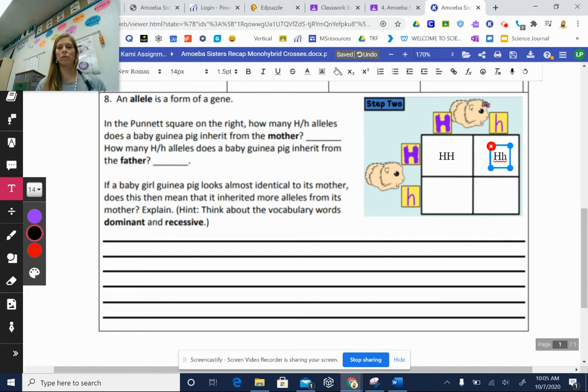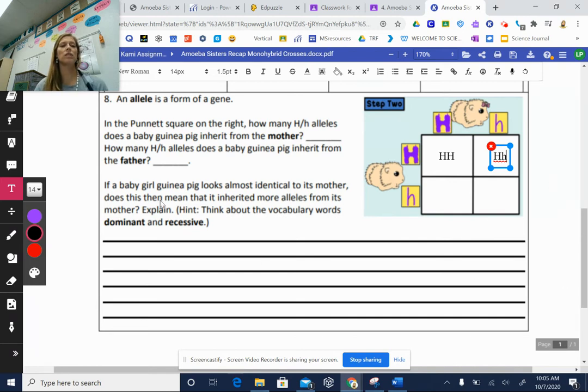So what I want you to do is fill in how many alleles we just took from the mother and from the father. Remember, a baby is each square. So there's 4 different babies here. Each one only got one allele from each parent. The first big H came from the mom, the second big H came from the dad. For this baby, the big H came from the dad, the little h came from the mom. So every time the baby is getting only one allele from each parent.